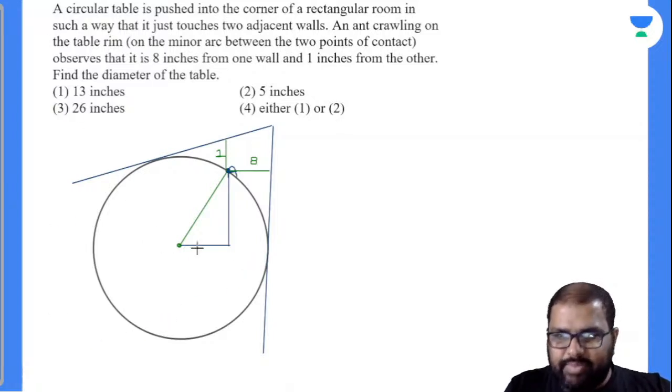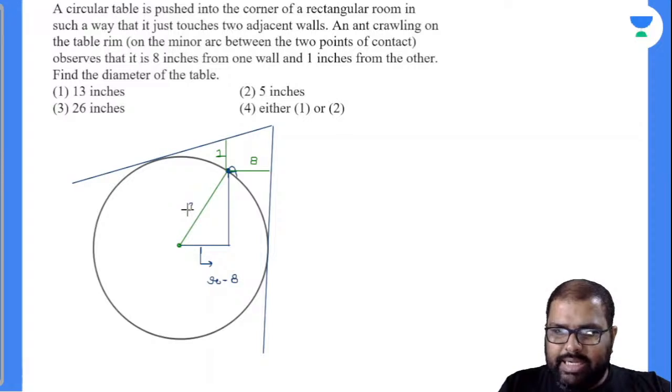How much is this value beta? Totally this is radius now. Now you have removed 8 inches. Now this value is nothing but equal to r minus 8, because I am considering this as radius. Now how much will be this?